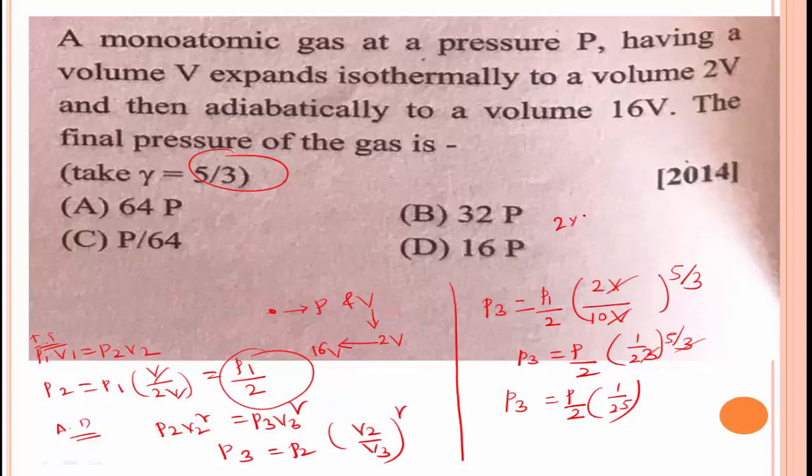That is 2 into 2 into 2 into 2 into 2: 2 into 2 is 4, 4 into 2 is 8, 8 into 2 is 16, 16 into 2 is 32. So it is 1 by 32 into P divided by 2. 2 into 32 is 64. We get the answer P divided by 64. The option C is the right answer.